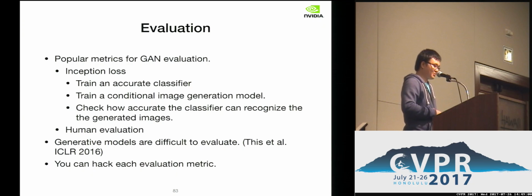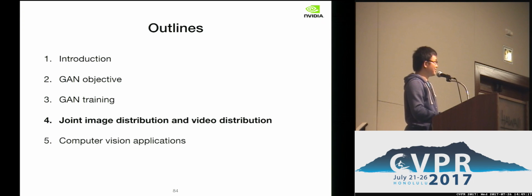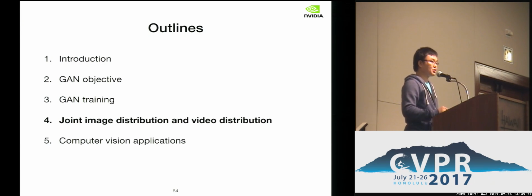So basically, for most of the metrics, you can hack them. It's still an open problem, and it's probably the reason why we have so many different ways of training GANs. We're still looking for a proper metric to compare different models. I know it's quite long, but it's the end of the first part. Julie is going to give us some demo, and after the demo, we will take a 30-minute break, and then we come back to the joint image distribution and video distribution and the computer vision applications.